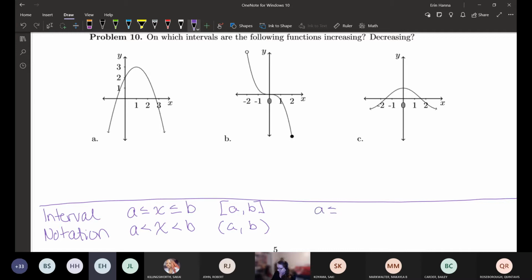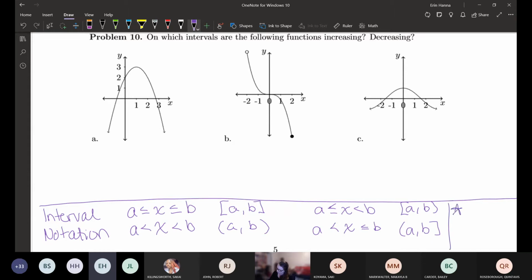Also, we can do a half and half situation where we include one of the endpoints but not the other endpoint. Whatever endpoint is included gets a bracket, and whatever one is not included gets a parenthesis. So that's interval notation, going to come up every once in a while throughout the class, so you're going to want to be a little comfortable with it.